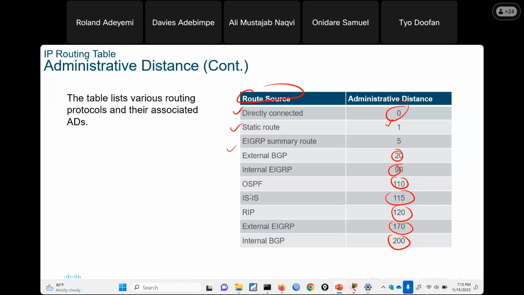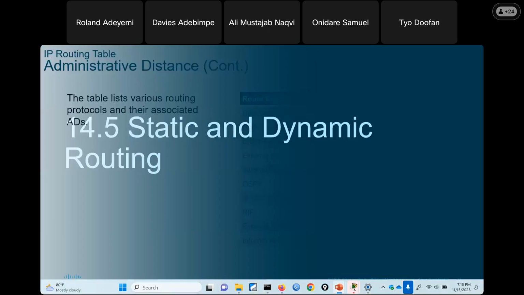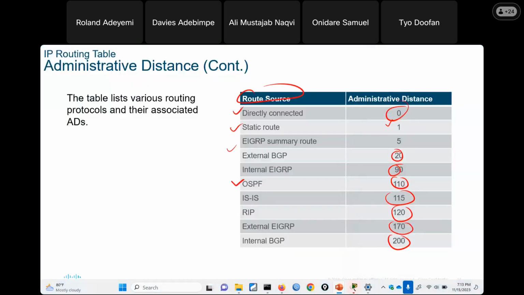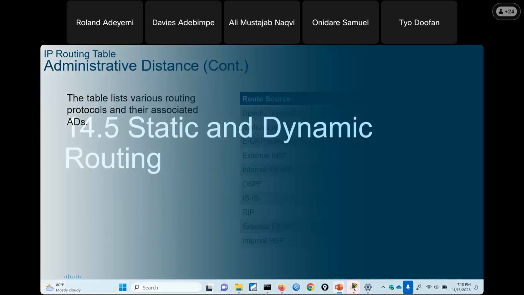And guess what? In CCNA, this is the only dynamic routing protocol we're going to talk about. Before, it used to be three. We used to have RIP, internal EIGRP, and then OSPF. But they've removed those two from CCNA. This is the only one we're going to talk about as a dynamic routing protocol. So take note of this.